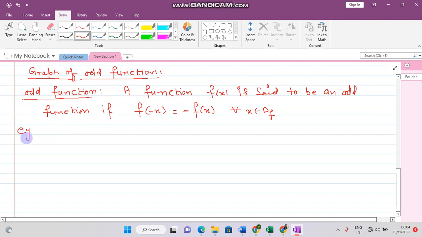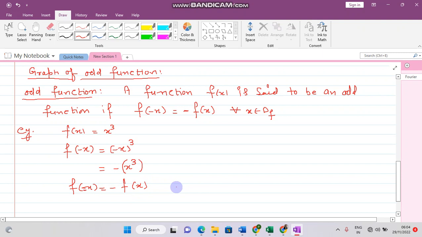So see the example. For example, f of x equal to x cube. Now on changing x to minus x, we get minus of x cube. Now minus of x cube is what? It is minus of x cube. So x cube is our f of x. So f of minus x is equal to minus of f of x. So it implies that x cube is an odd function.